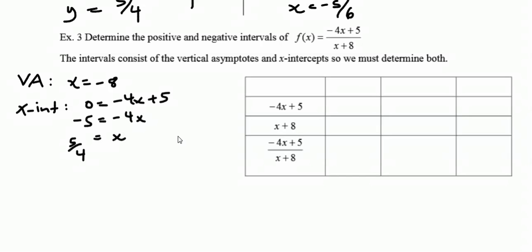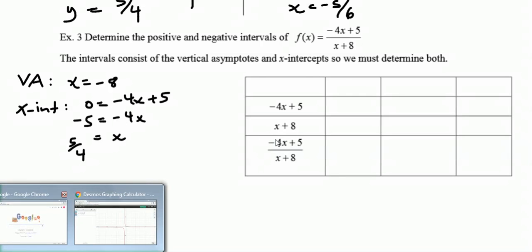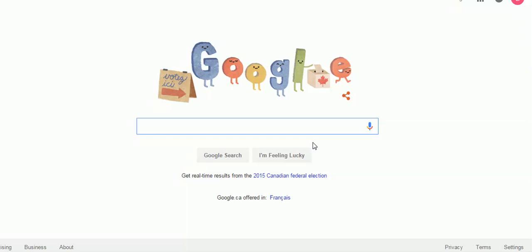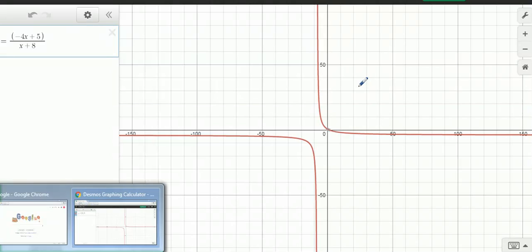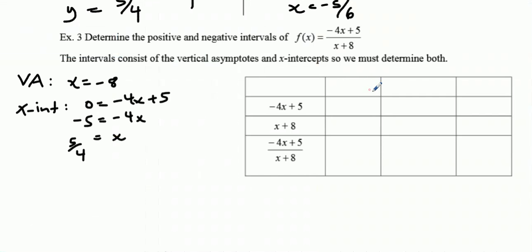So we're going to start back here, at negative infinity, all the way to either our first 0 or our vertical asymptote. We're going to hit a vertical asymptote first, then we're going to hit a 0, and then we're going to keep going onward to infinity. So the first interval is going to be negative infinity to our vertical asymptote, negative 8.